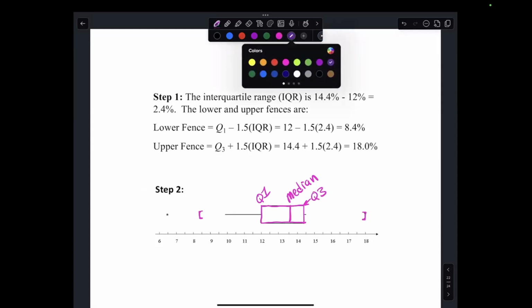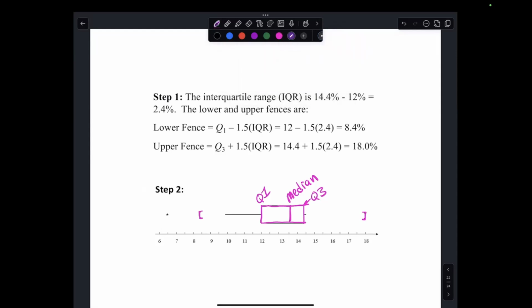The whiskers on your box plot go to the last data value inside the fence. So I'm going to draw down to here, draw to here. I'm going to label what these are. I'm going to put this right here. I'm going to say what I just said, last data value inside the fence. Hold on, that was ugly.